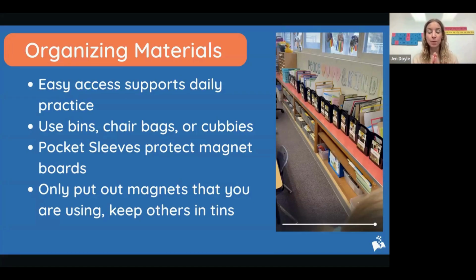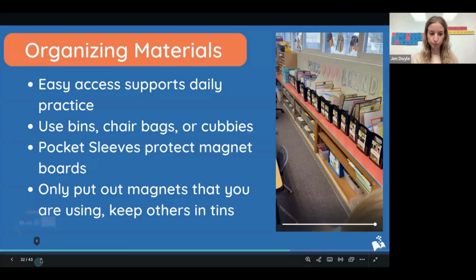Students keep the magnets they're using on the board. The rest can be kept in these tins. If they're not being used, you can put a child's name on the tin and they can store it in whatever storage system you have. It's really important that you only put out the magnets that you are using, and students keep the rest in their tin. That way it keeps them from getting lost. And that's just a little bit about organization. So do whatever works best in your classroom. These are some different options.